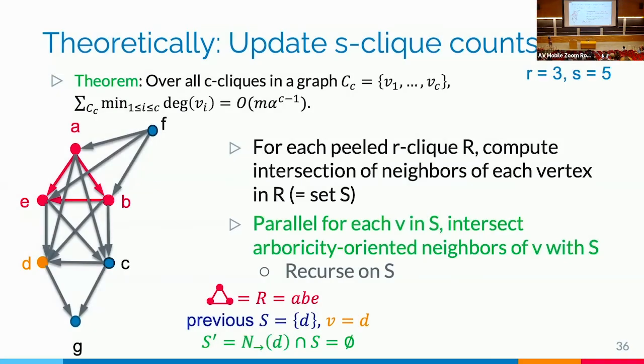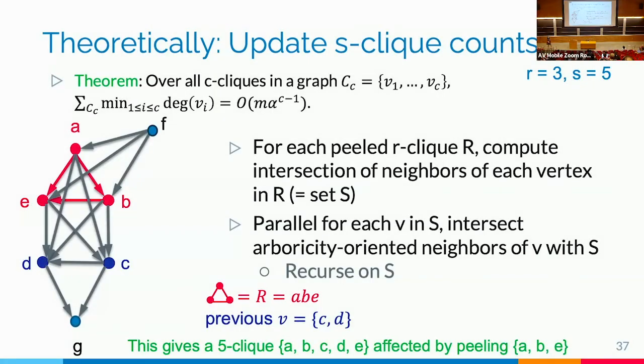And we can see in the next step that basically there's nothing to intersect with because the set S only contains one vertex. And actually, if we take the set of all of the vertices that we visited in this recursive process, we see that that forms a clique with the original set of vertices that we peeled. So we peeled the triangle ABE, and then we've added C and D, and we've discovered the 5-clique A, B, C, D, and E. And the arboricity orientation allows us to avoid double counting. So we won't rediscover this 5-clique if we go through other threads in this recursive process. And this is basically how our update process works.